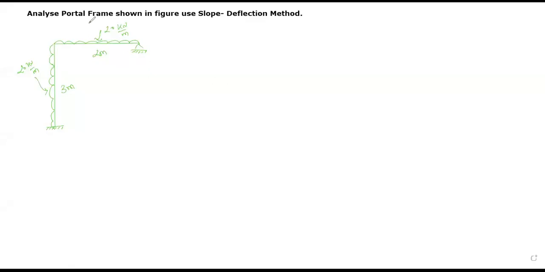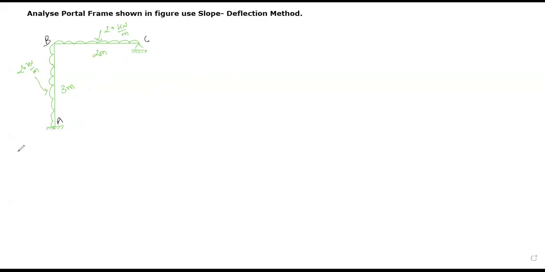Analyze the portal frame shown in the figure using the slope deflection method. So this is your point A, this is your point B, and this is your point C. And your portal frame is subjected to a uniformly distributed load. The procedure to analyze the portal frame using the slope deflection method is the same as for a beam.